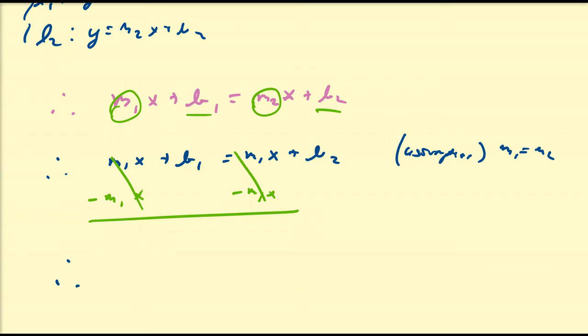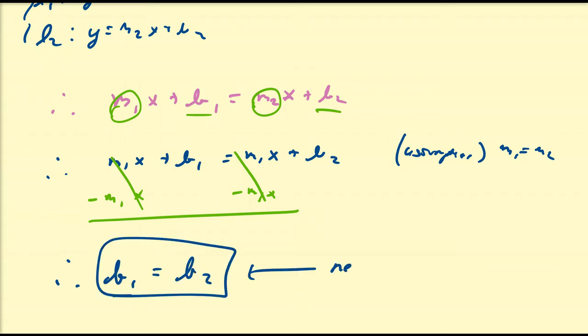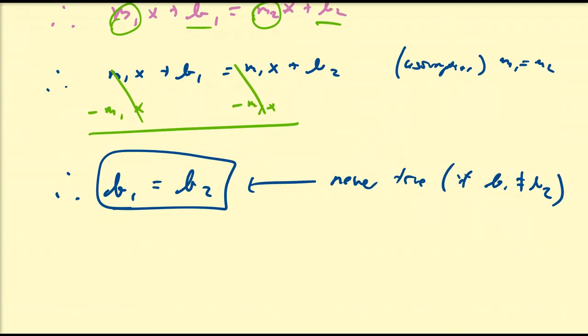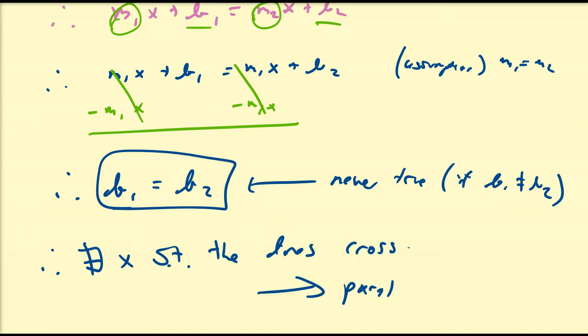So this is going to give us that b1 is equal to b2. So this is never true if b1 is equal to b2. Never. So if these two things cannot be simultaneously true, then that means there does not exist an x such that the lines cross, which by definition is what we call parallel lines. So that means two lines are going to be parallel if their slopes are equal to each other.